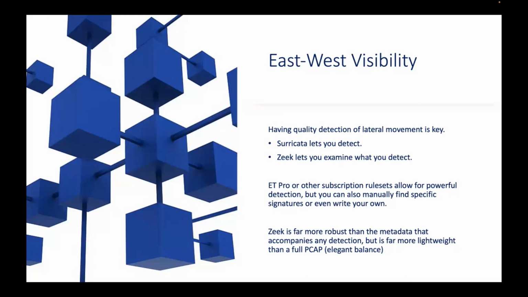But I like the idea of having quality detection for lateral movement where you've got one piece to detect from a signature base, what's known to be bad. In this case, Suricata is what we use within a Corelight paradigm. But then Zeek to investigate what those signatures say.